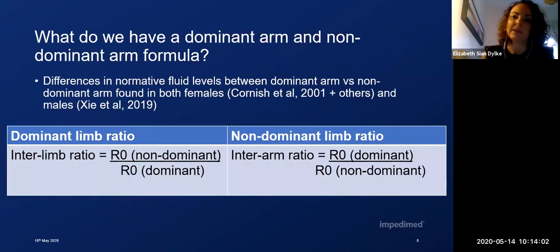Secondly, in populations without lymphedema around the world, in both males and females, it's been clear that there's a significant difference in the amount of fluid in the dominant limb compared to the non-dominant limb. Therefore, we need to calculate one ratio for the dominant arm and one for the non-dominant limb. The same numbers will not be accurate for both arms. Because the amount of fluid in the arm is inversely proportional to the impedance, the arm you are calculating the ratio for goes on the bottom of the equation. Don't worry, we'll go through this with numbers in just a second.